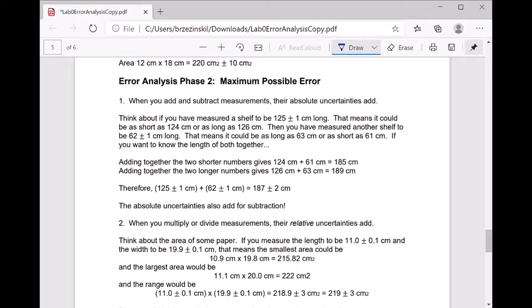So what do we mean by absolute uncertainty and relative uncertainty? Absolute uncertainty is the actual uncertainty that you have. So if you've measured a 125 centimeter shelf with a ruler that has an uncertainty of 1 centimeter, then that is the absolute uncertainty. The absolute uncertainty has the same units as your measurement.